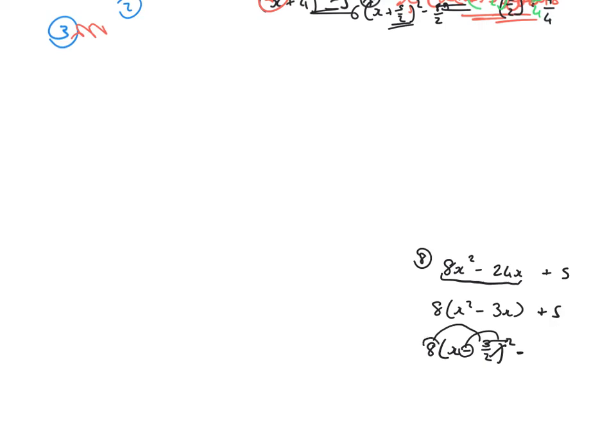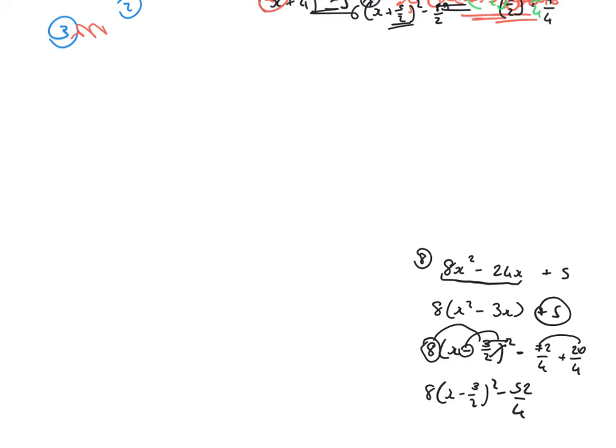9 quarters times 8, 8 lots of 9 quarters, 8 lots of 9 things, it's 72 things, so it's 72 quarters. Plus 5 pizzas, change it into quarters, 20 quarters. 8 bracket x minus 3 over 2 all squared. Minus 72 plus 20 is minus 52 over 4.